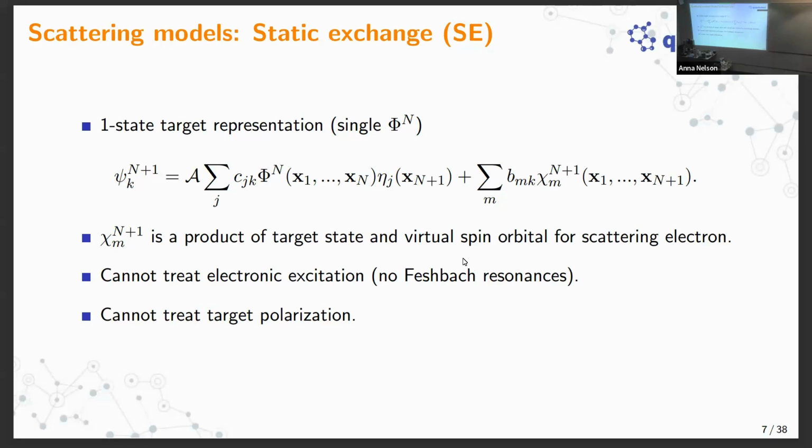With this approximation, you can't treat electronic excitation, which is only one target state. There's no excitation of the target molecule, which means you miss out on important physical phenomena such as Feshbach resonances. You can get shape resonances, but not Feshbach resonances, processes mediated by electronic excitation. And you also miss out on target polarization because, by virtue of taking products of the target state with the continuum electron states, you neglect polarization.